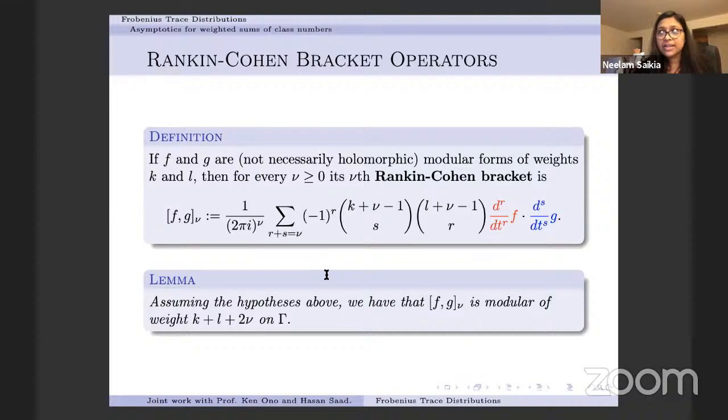Why is it important? Because if f and g are modular forms of weight k and l, then applying the Cohen-Rankin bracket to this pair f and g, we obtain again a modular form, of weight k plus l plus 2 nu, on the subgroup gamma. So this operator can be described as one which produces modular forms.